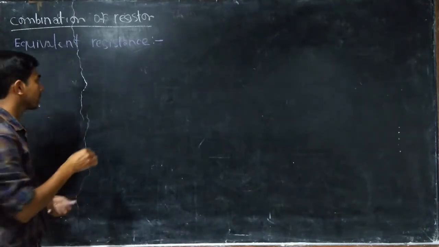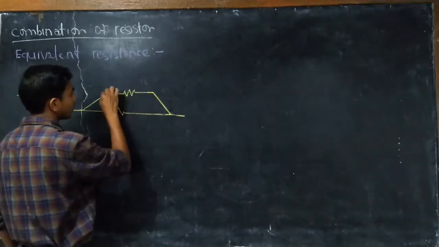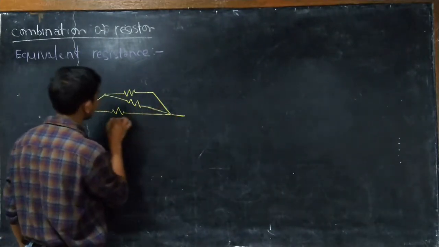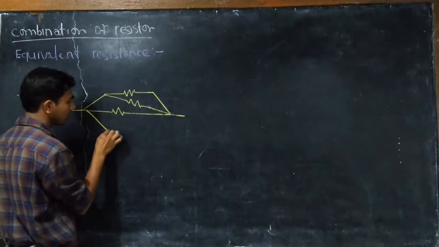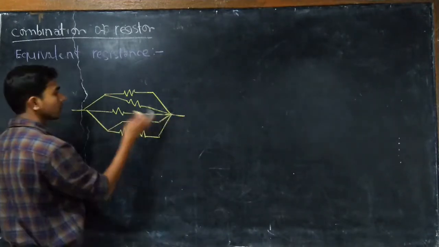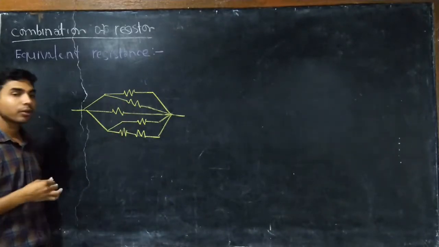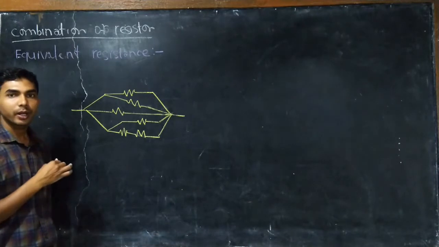Suppose resistors are connected like this. These are a combination of resistors, any random combination. This is not series, this is not parallel. Resistors may be connected like this also. So this is any random combination of resistors, and we are going to find R equivalent.